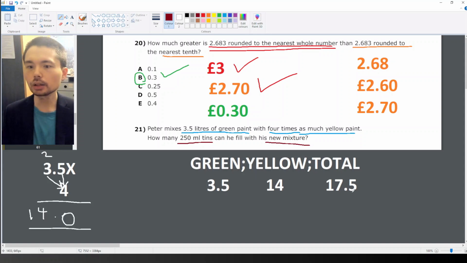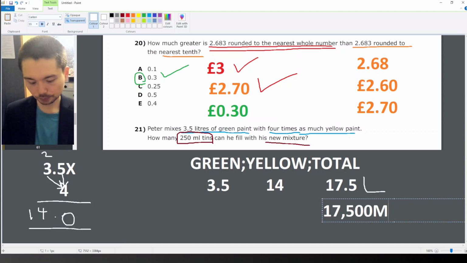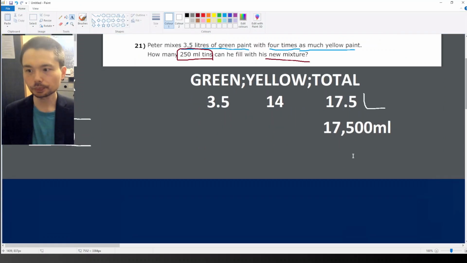Ah, that is liters. Interesting. Right, I misread that a little bit, but that's fine. That's part of it. So this is 17.5 liters. Now in maths, it's so important we make two numbers the same type of numbers. So if we look at 17.5 liters, let's change that into milliliters, times by 1,000. 17,500 milliliters.